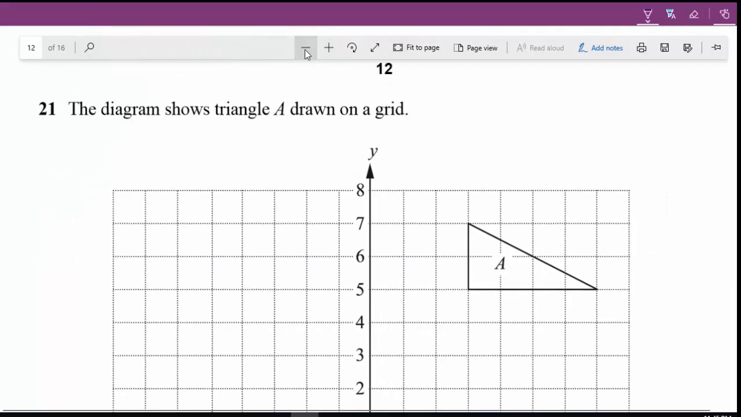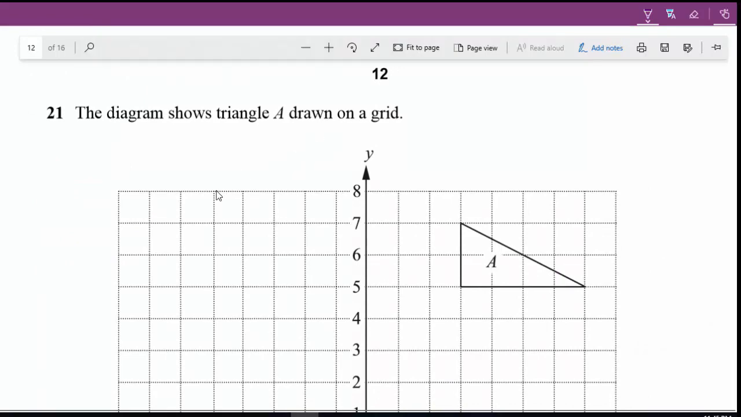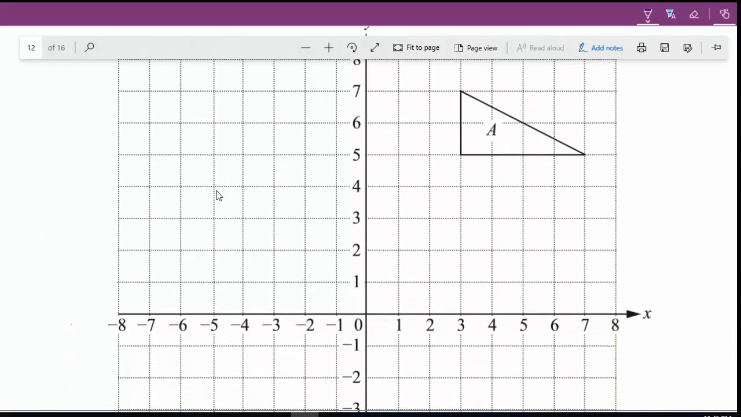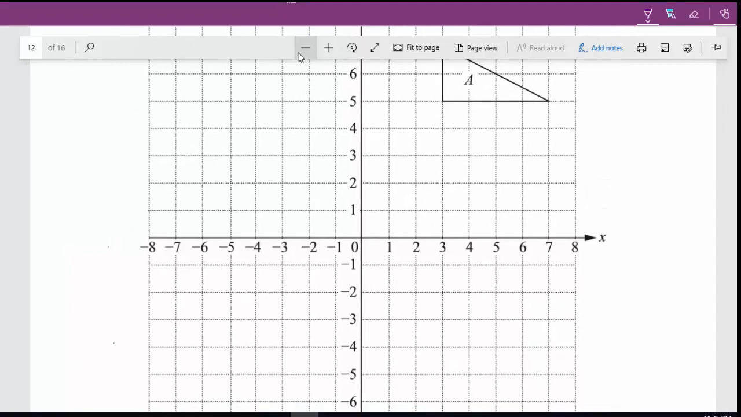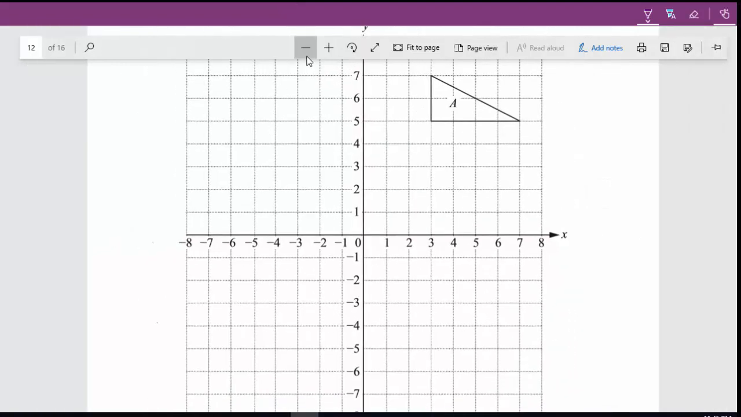The diagram shows on a grid this triangle. Then let's see what we should do with this triangle.